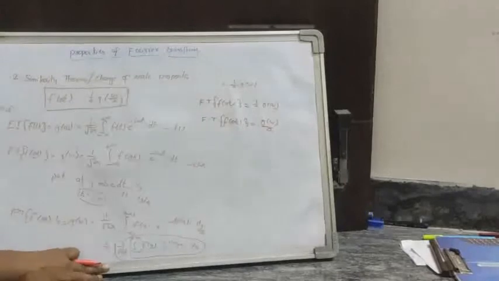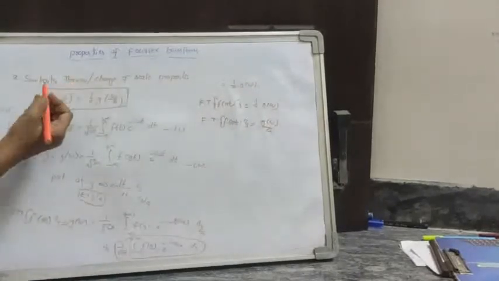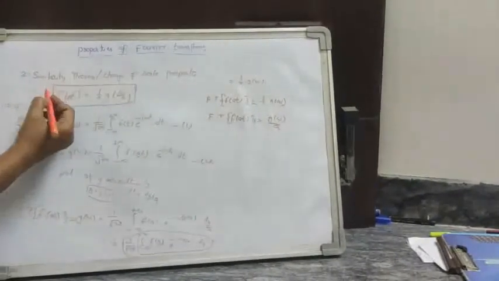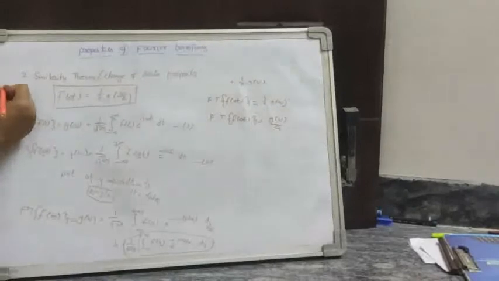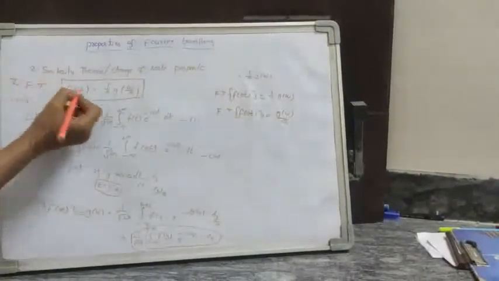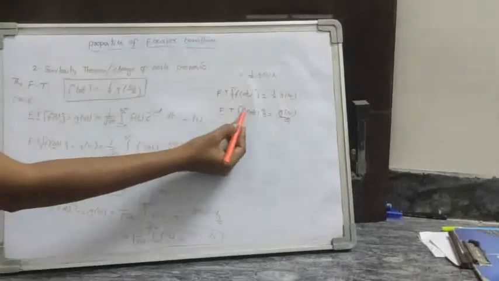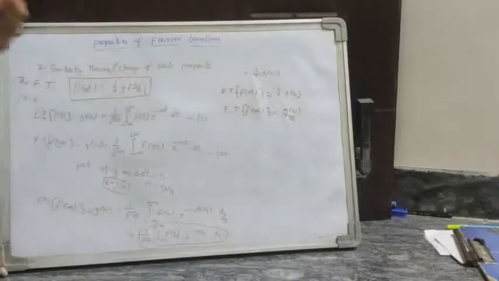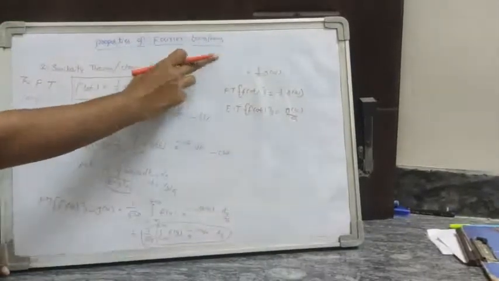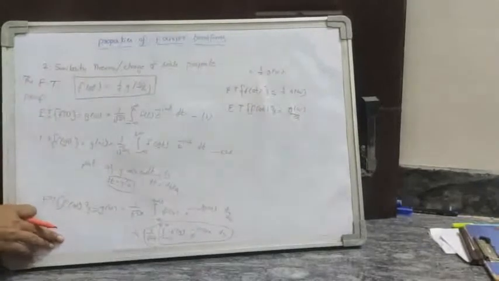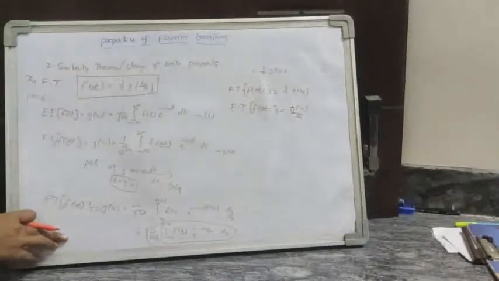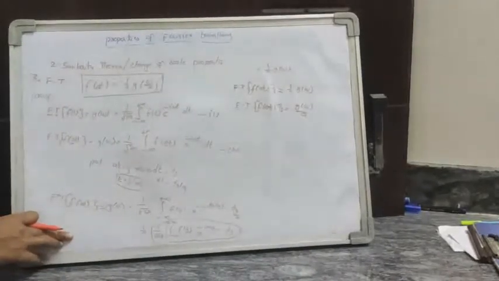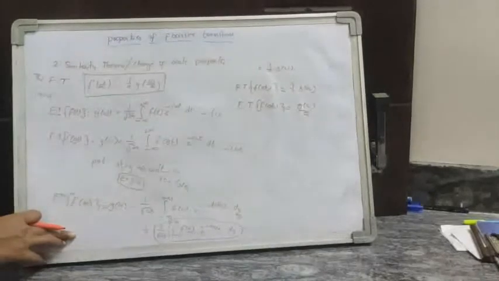So in the similarity theorem, the Fourier transform of the function f of at is equal to g of omega by a. Hence we have proved the change of scale property or similarity theorem. Next we are going to know about the shifting property.